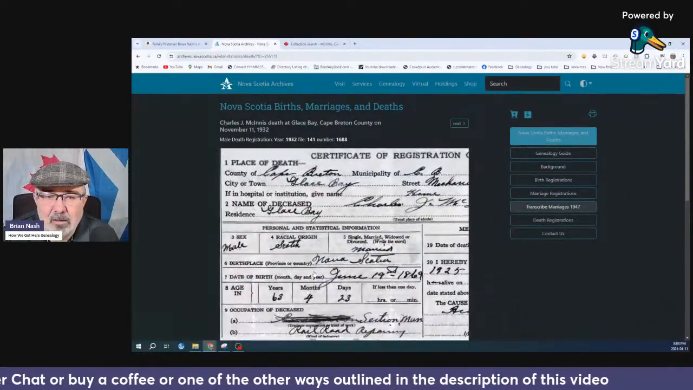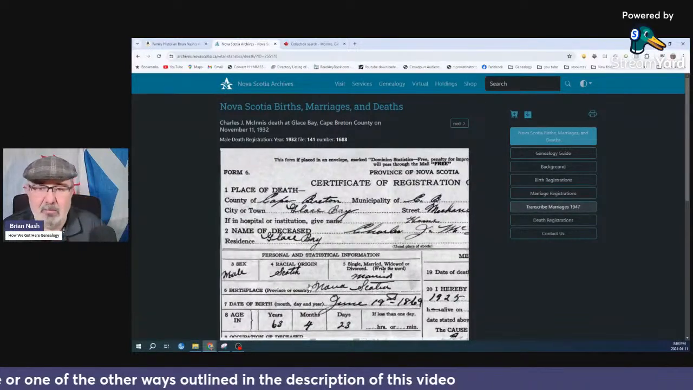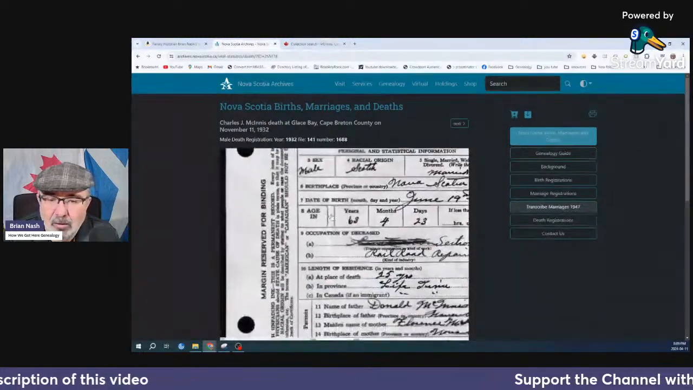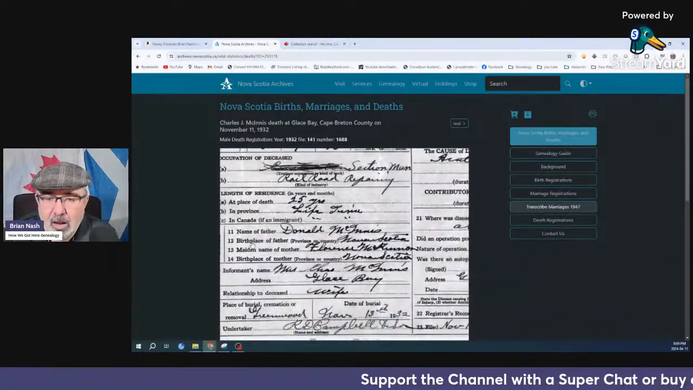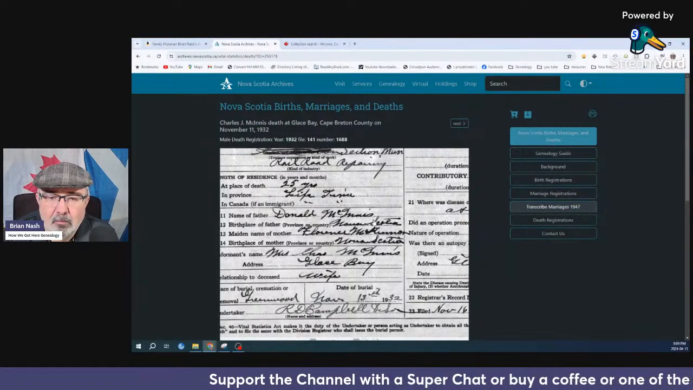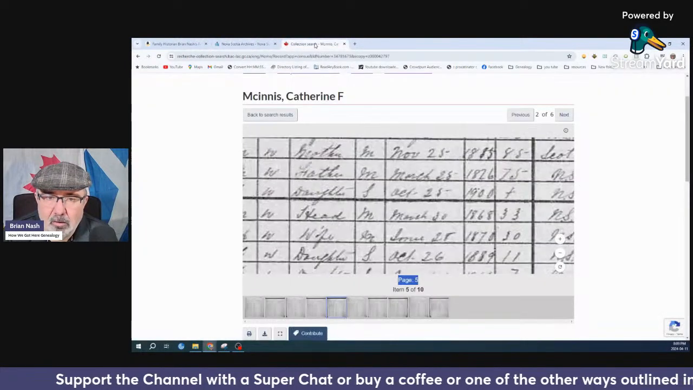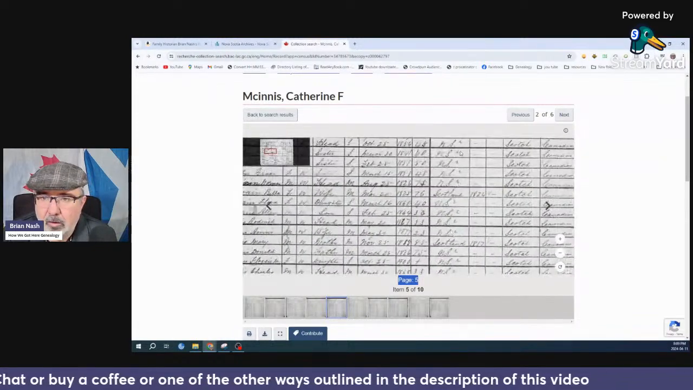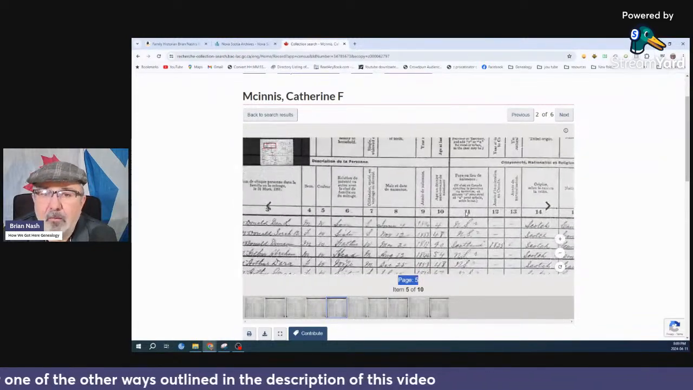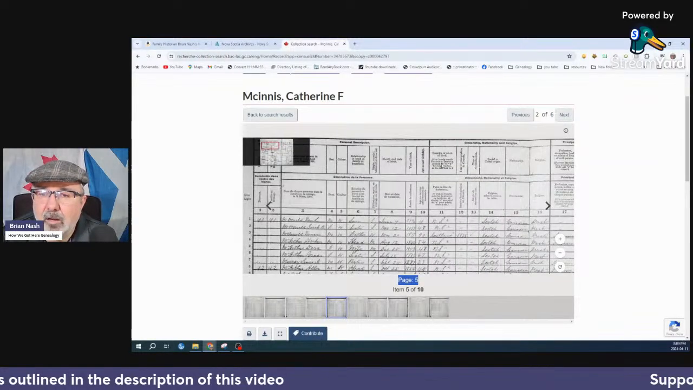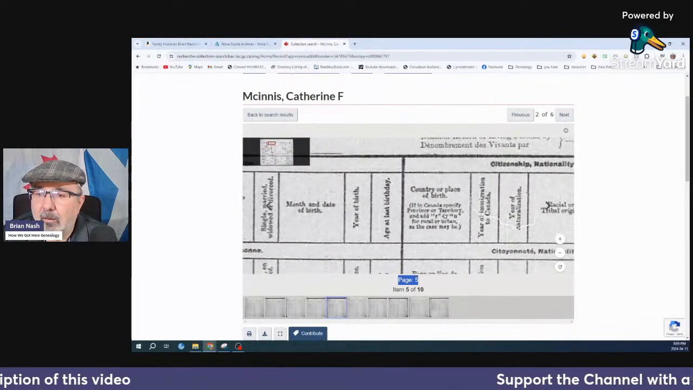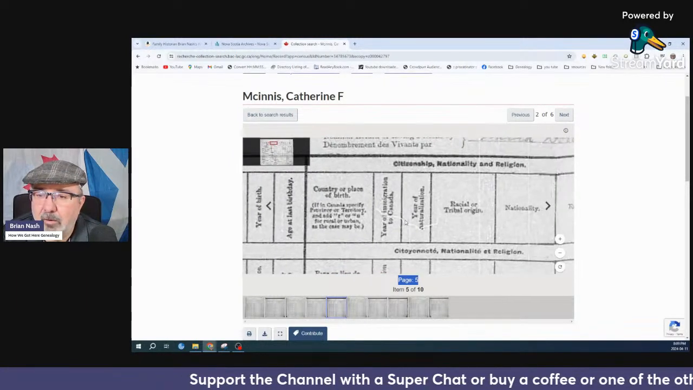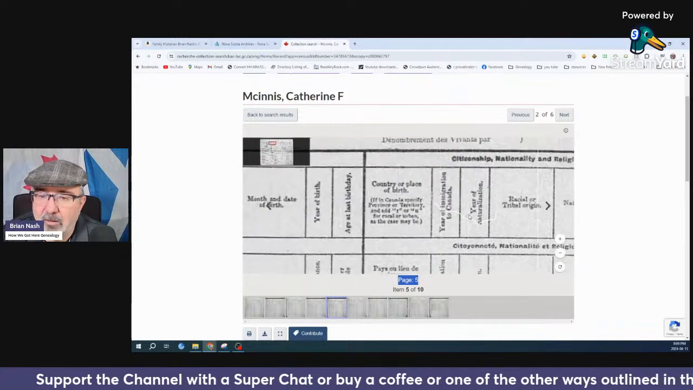It just has his birth date is Nova Scotia. There are things that make me think that I don't want to rule this out completely as quickly. There's a couple of pointers here. It does point out that both his parents were born in Nova Scotia, which it does say that his father was born in Nova Scotia here, in this section. Country and place of birth, year of immigration, racial origin. Actually, this one doesn't have where your parents were born.